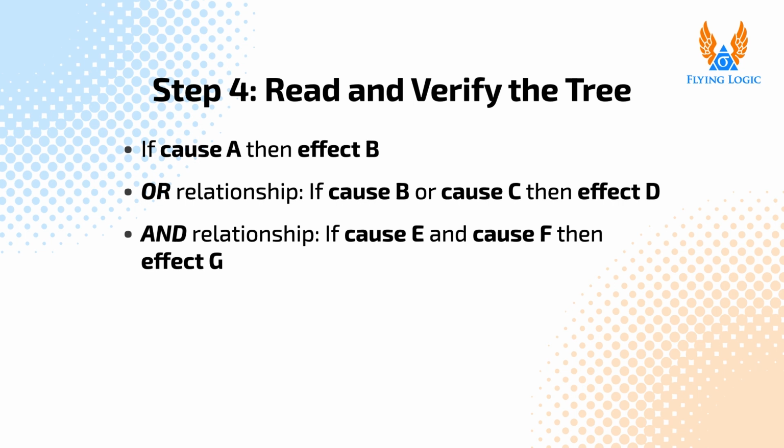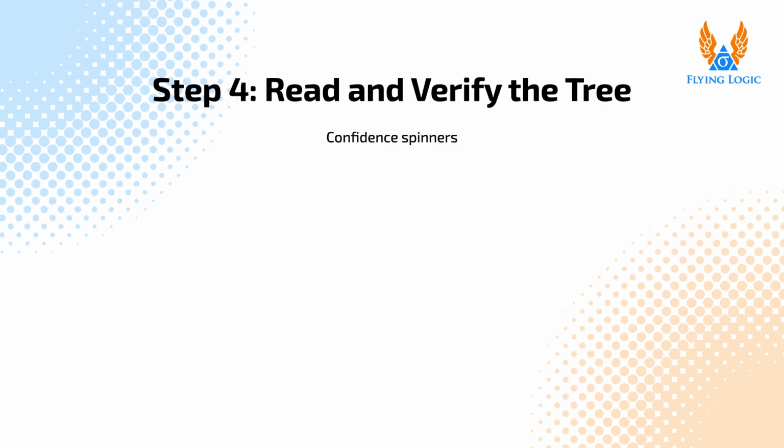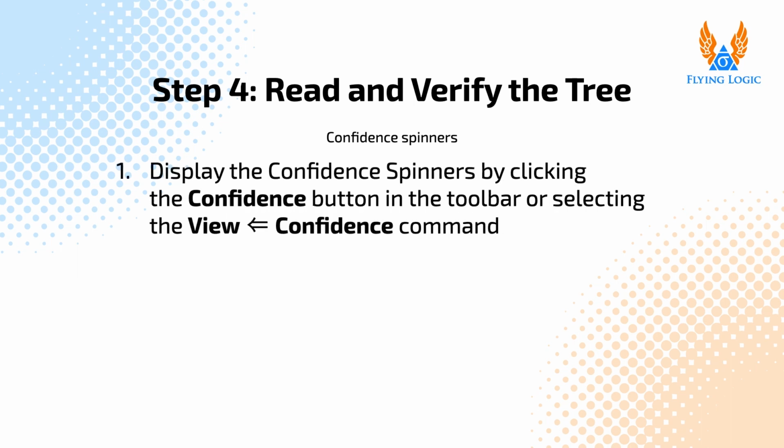Pay careful attention to the categories of legitimate reservation. Make sure every statement in your entities and those implied by the causal relationships are clear and logical. When reading through the diagram, it is also a good idea to display the confidence spinners and use them as an aid to check your logic. Display the confidence spinners by clicking the confidence button in the toolbar or selecting the View Confidence command.